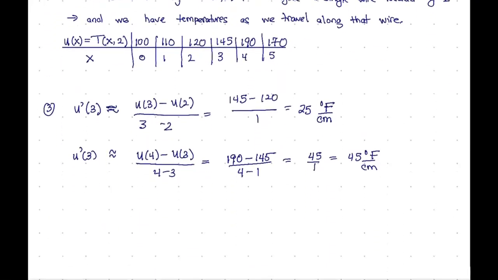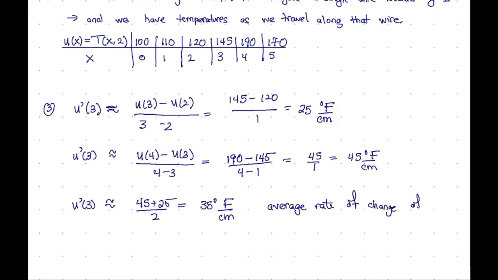We can, of course, average these two to get a central difference, or an idea of, in general, what's happening at that particular spot. Now note that this is the derivative specifically at 3. It doesn't hold for any other point. It's what's instantaneously happening at 3, and so we can take 45, add it to 25, divide by 2, and we would get that the average is going to equal 35 degrees Fahrenheit per centimeter. And this would be the average rate of change of the temperature.